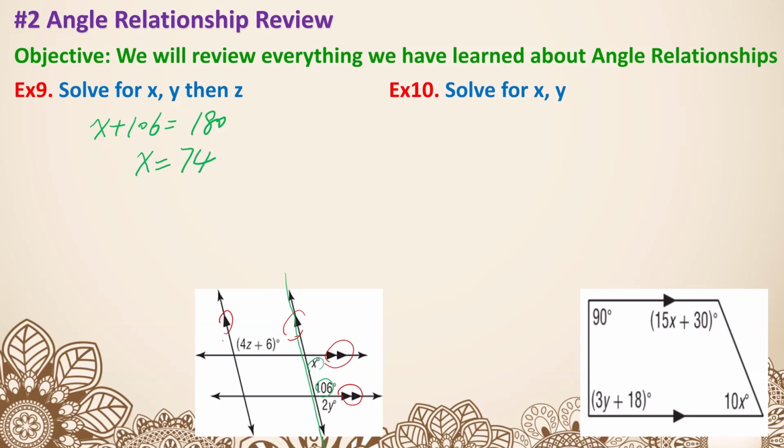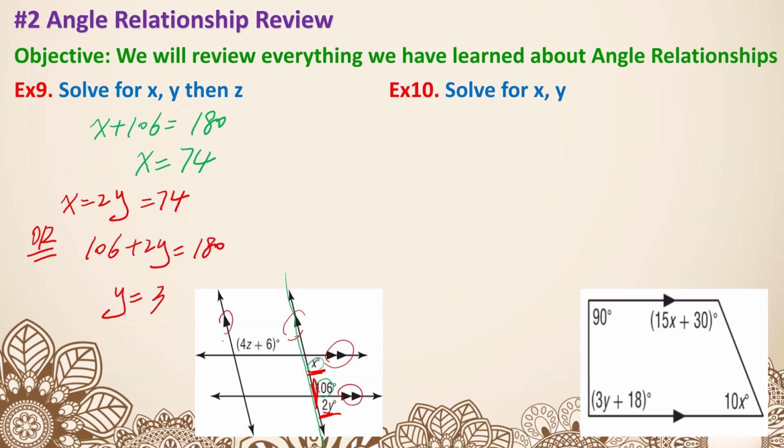And then you have two different ways to look at it. Either you can see x and 2y are corresponding angles. So x equals 2y, which equals 74. That's one way to do it. Or you can see 106 and 2y together. They're supplementary angles. So 106 plus 2y equals 180. Either way, you're going to get y equals 37.